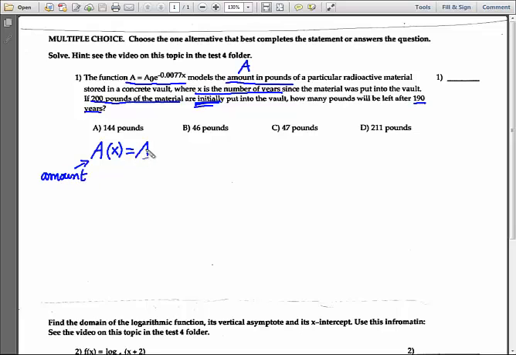Now A of x is A sub 0 times e to the power negative 0.0077x. Keep in mind that x is the number of years. They tell you that you have 200 pounds of the material initially. That's very important. Initially means that at x equal to 0, when you have 0 years, you start by putting in 200 pounds.